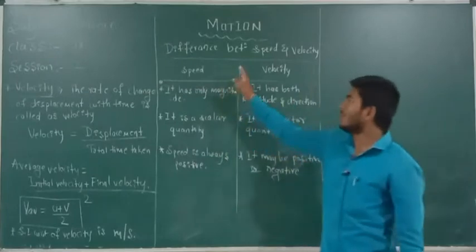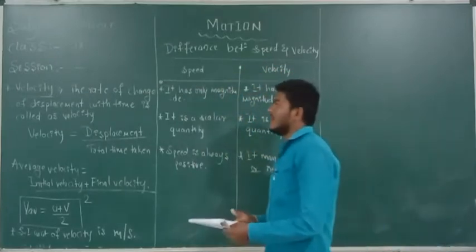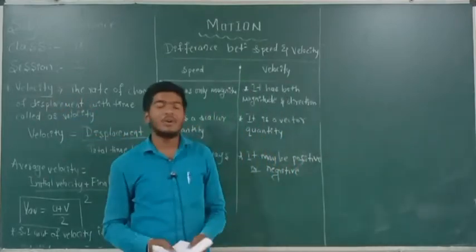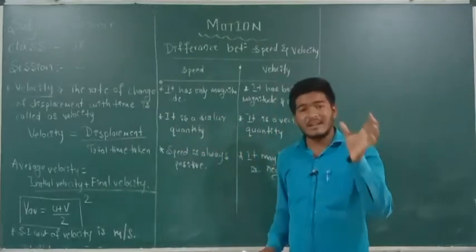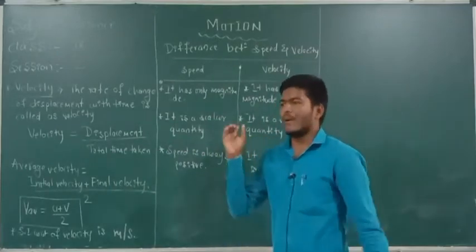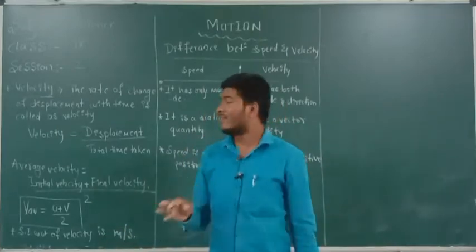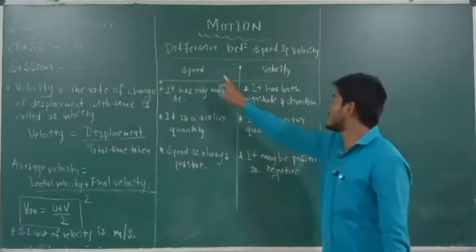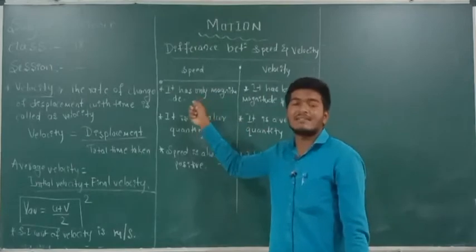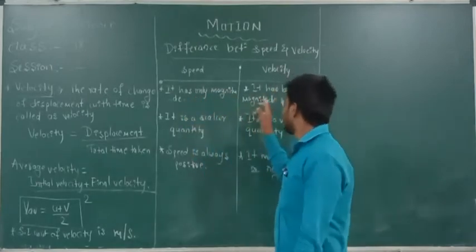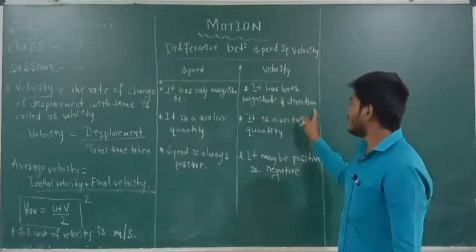But when you calculate the velocity, it has both magnitude and direction, because displacement is the shortest distance, and to find the shortest distance covered by an object, we need directions. Therefore, the first difference between speed and velocity is that speed has only magnitude and doesn't have any direction, but velocity has both magnitude and direction.